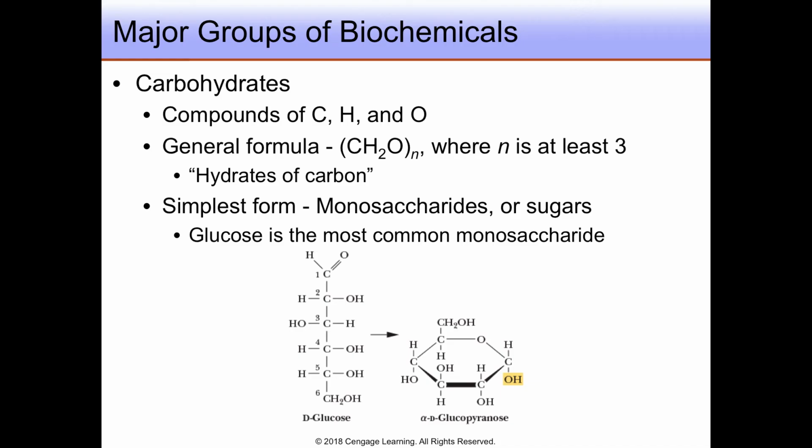Lastly, carbohydrates are composed primarily of carbon, hydrogen, and oxygen, and have the general formula CH2O sub N, where N is at least 3. You can see from the formula the derivation of the name, hydrates of carbon. The simplest of this group are monosaccharides or sugars, and of these, glucose is by far the most common. We will look at each of these groups in greater detail as we proceed, and pretty much in the order presented here.